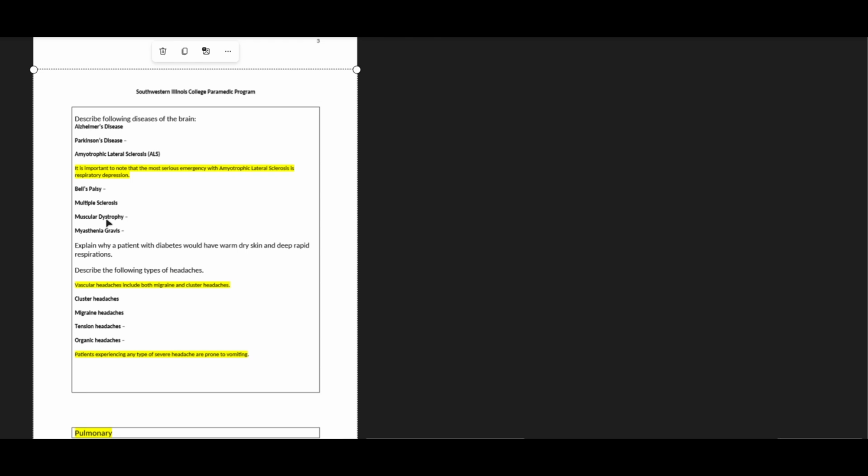So muscular dystrophy, there are lots of different kinds of muscular dystrophy, but normally this is the progressive destruction of skeletal muscle. Usually it does not affect smooth and cardiac muscle, but I think there are some more rare versions that do. Okay. Myasthenia gravis. This is an autoimmune disease.